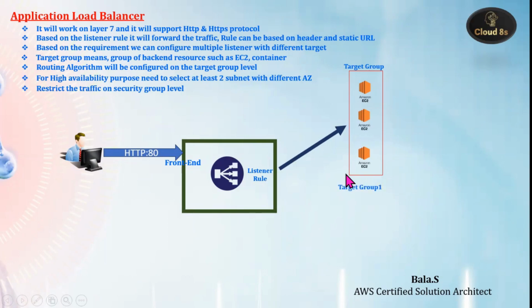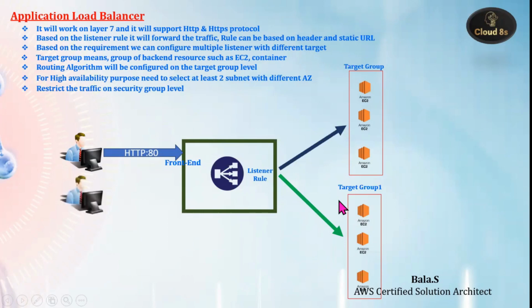In case we have another target group, also running on another three EC2 instances, we can configure another listener rule with a different port. For example, we configure the HTTPS port for that other target group. So when a user tries to access the load balancer using the HTTPS port, it validates the listener rule and forwards the traffic to that target group.